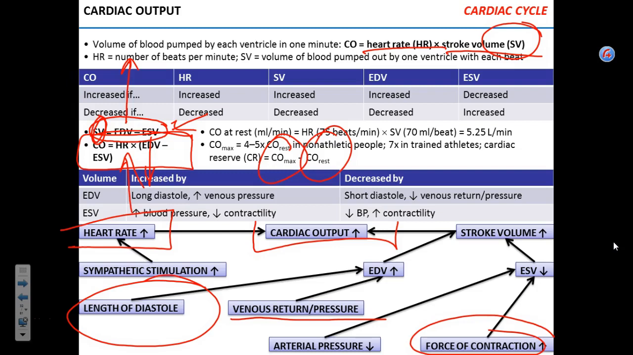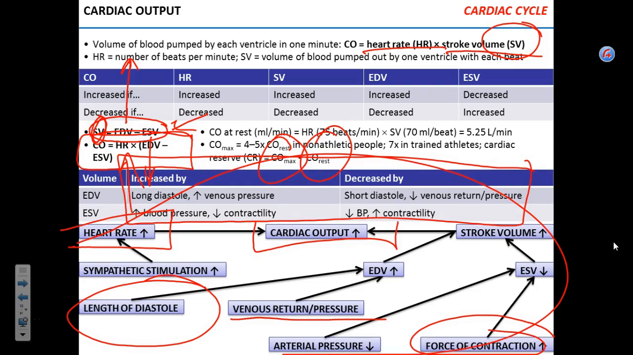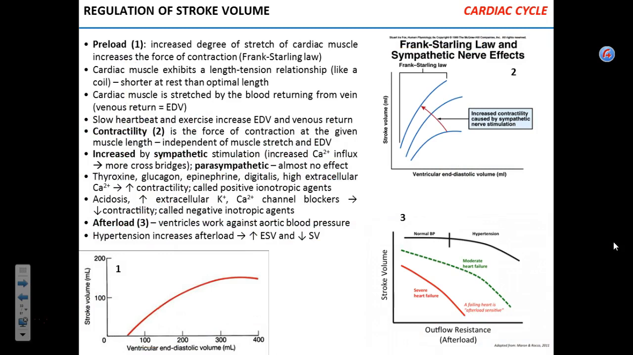So if you look at this table, it summarizes what this flow chart talks about. And we're going to now talk about the factors that affect the stroke volume. There are 3 major ones: preload, contractility, and afterload. So what is preload? Cardiac muscle has an interesting feature, okay, that the more it's stretched, the stronger it contracts. Does that make sense? Do you understand what I just said?